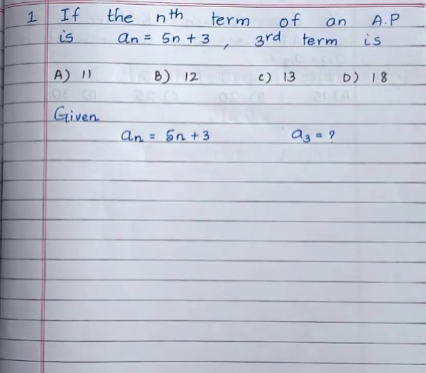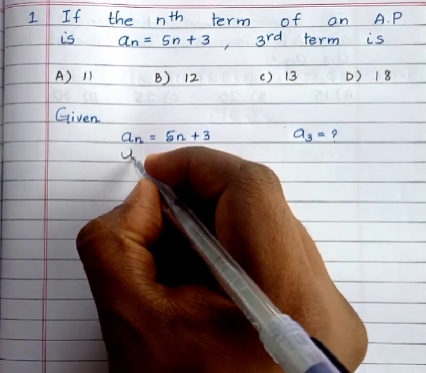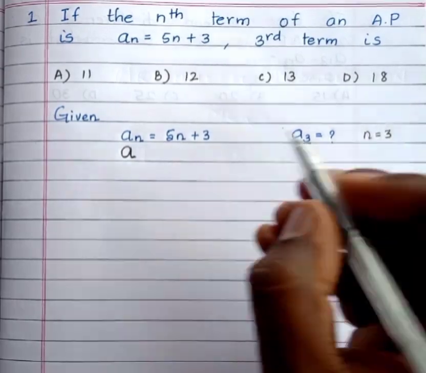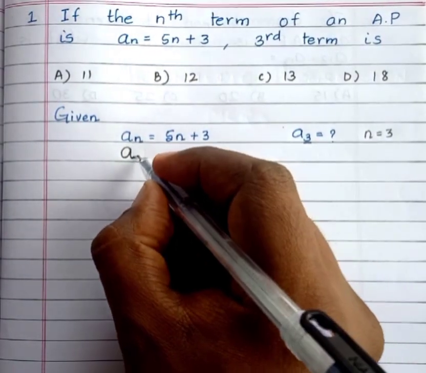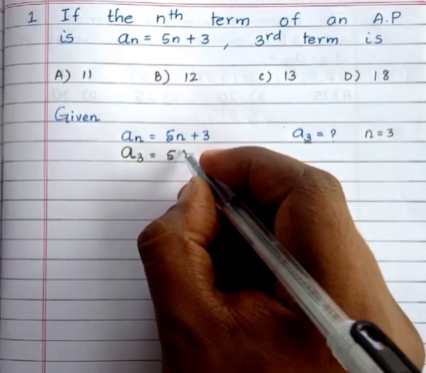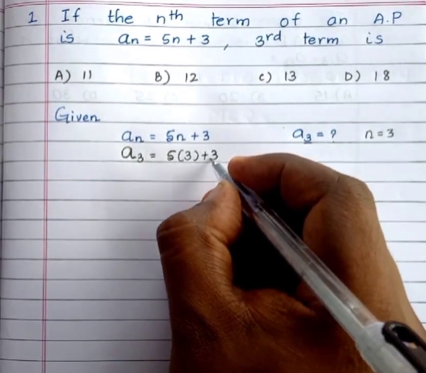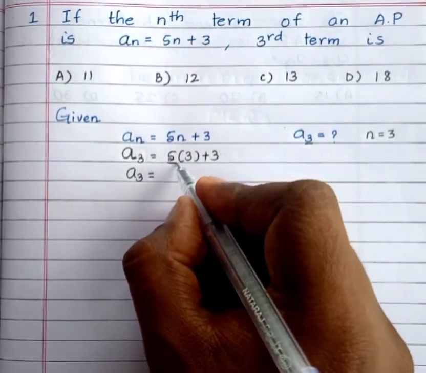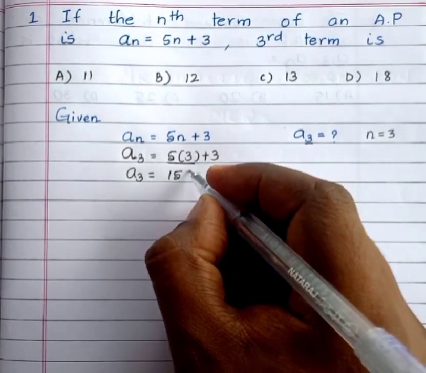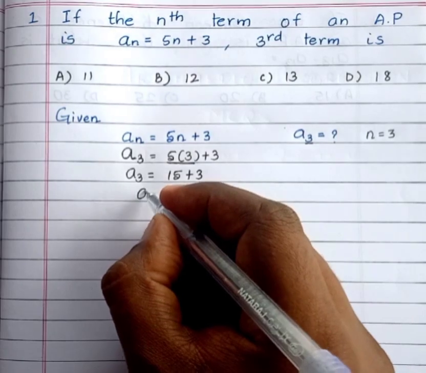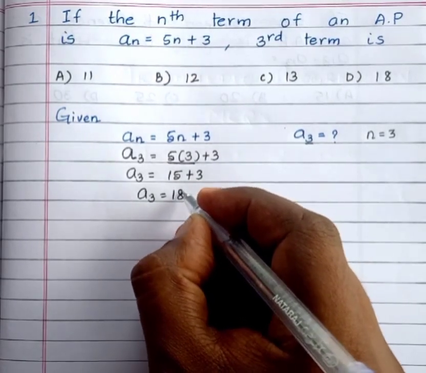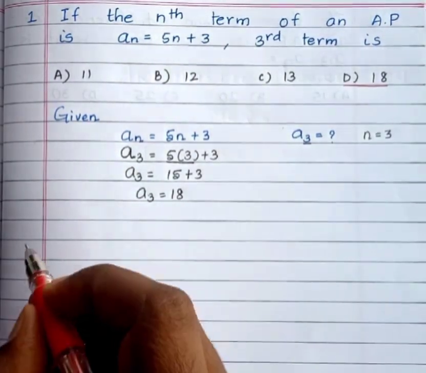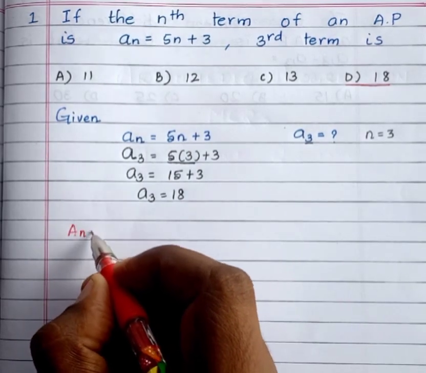Now just replace n by 3. In the nth term, replace n by 3. Therefore, n equals 3. Therefore, A3 equals 5 times 3 plus 3. Now, A3 equals 5 times 3 is 15 plus 3. Now A3 equals 15 plus 3 is 18. Therefore, the third term is 18.